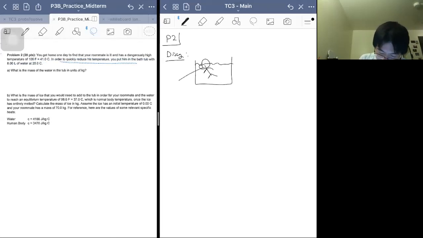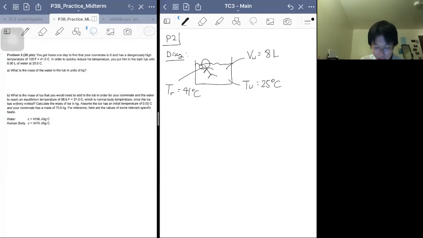And what I need to label is the temperature of the roommate. Presumably there's a temperature of the water, which is going to come into relevance as well. So I don't want to just write T, I will write T_R equals 41 Celsius. There's a typo here, missing a degree Celsius. In order to quickly reduce its temperature, you put in a bath of 8 liters. So volume of water is 8 liters. And temperature of water, as I expected, it's relevant, 25 degrees. Again, they forgot to write degrees.